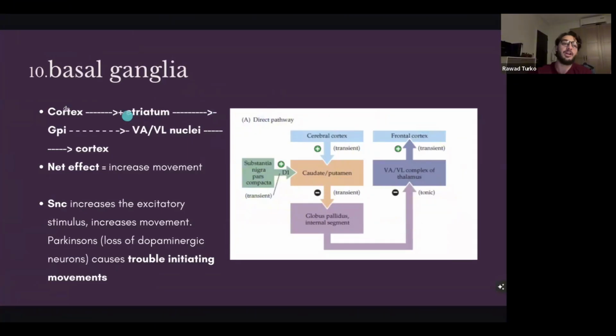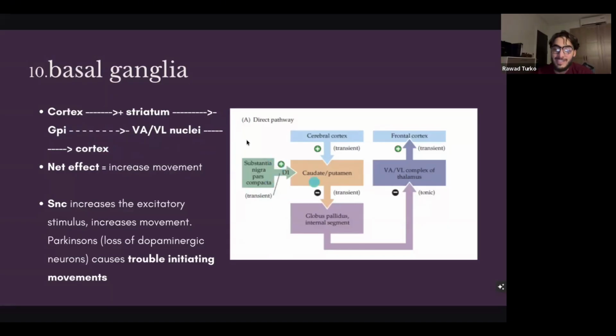So again, recap. Cortex activates the striatum through glutamate neurotransmitters. The striatum inhibits, through GABA, the globus pallidus internus. Now, globus pallidus internus normally would inhibit this. Try to think of the dashes with a space in between them as meaning that this process is being inhibited. So this inhibition is being inhibited. So you're freeing up the VA and VL nuclei to activate the cortex, so you're able to produce that movement.